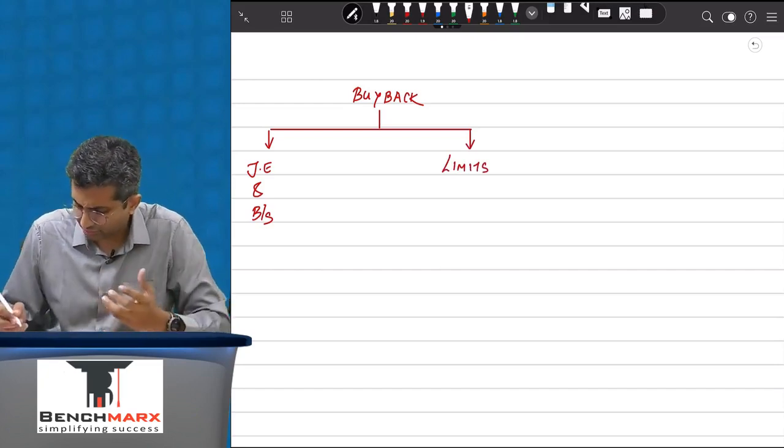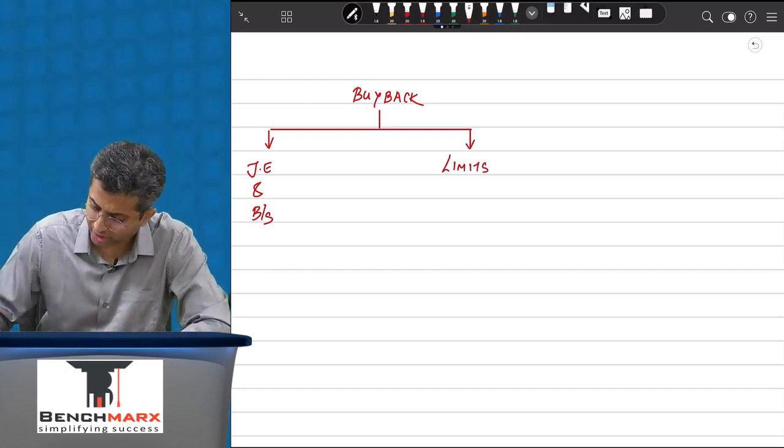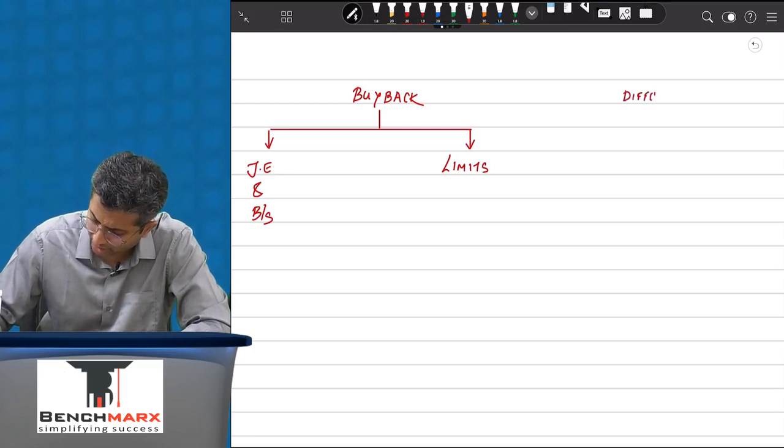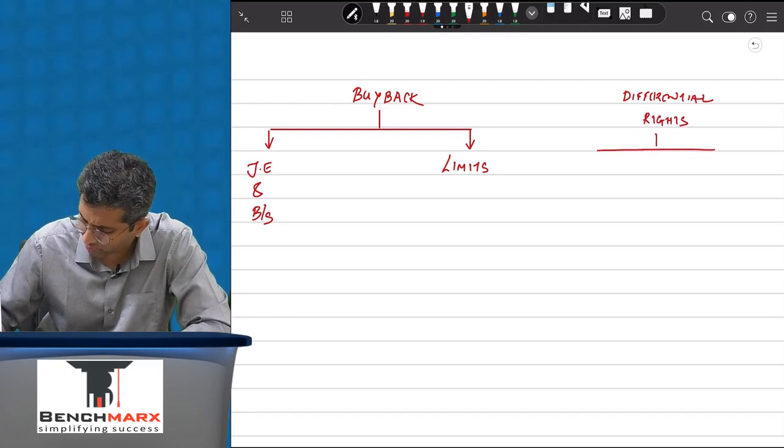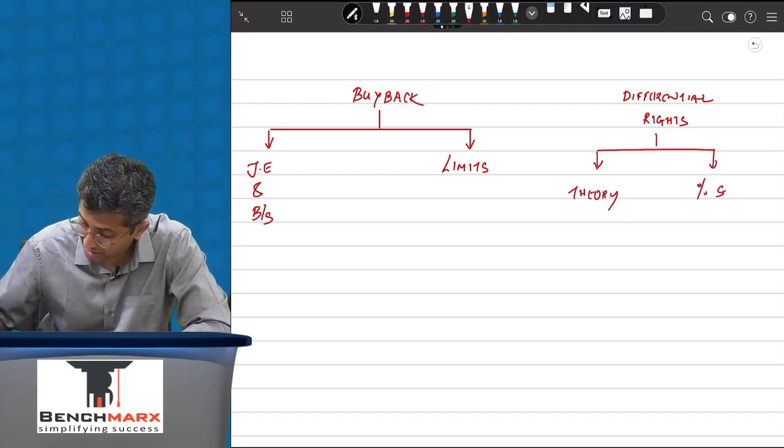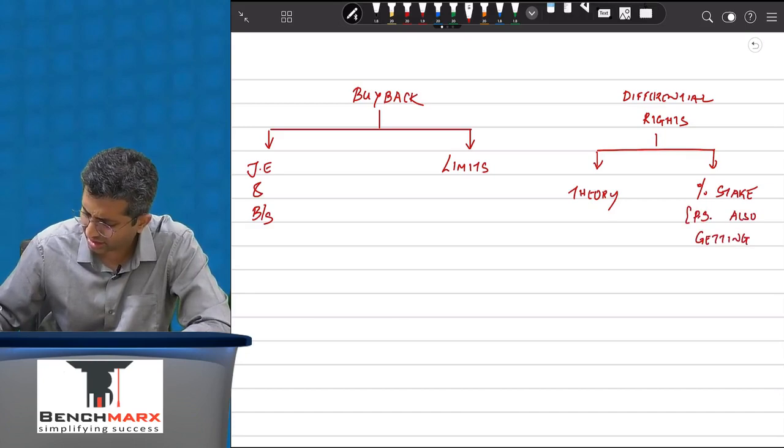Apart from this, you have shares with differential rights. Over here, the institute can ask you a theory question on what are the shares with differential rights, what do you mean by them, what are the legal provisions. So that can be a theory question, or calculation of the percentage stake in case preference shares also get voting rights. So these are the four types of questions that can come in your exam.